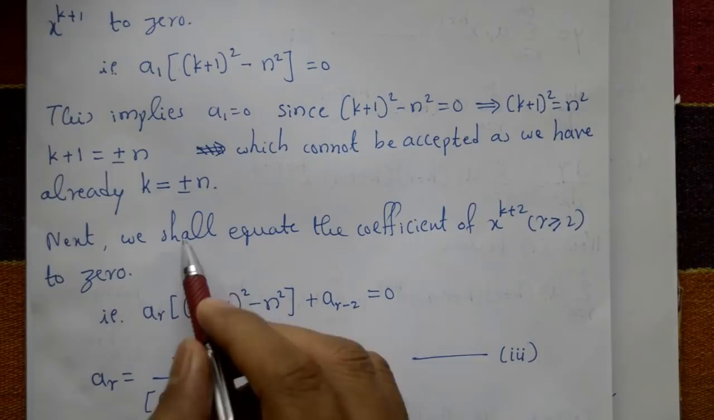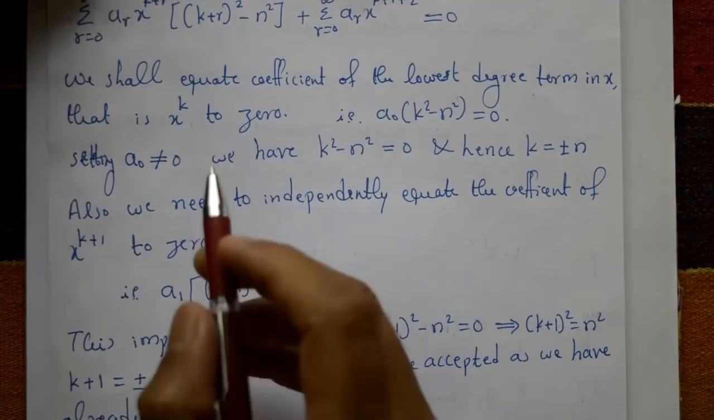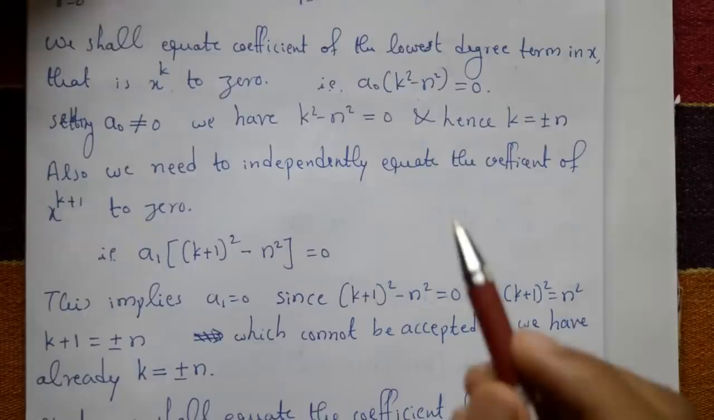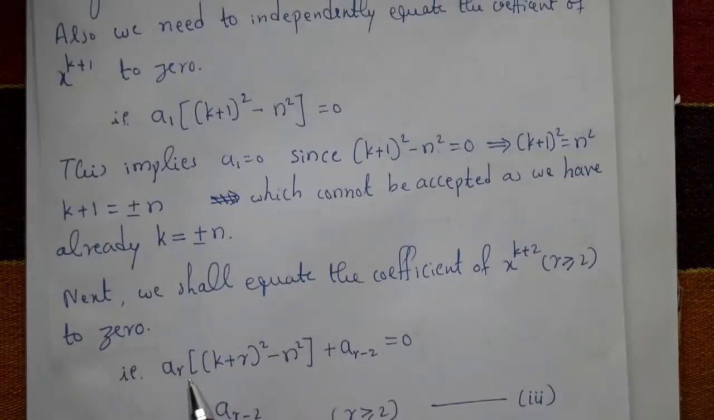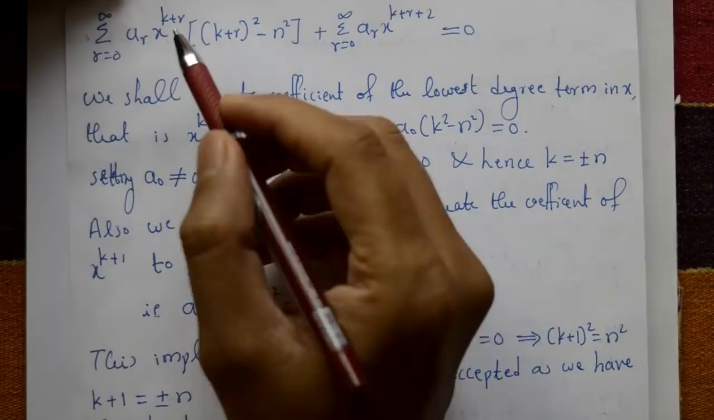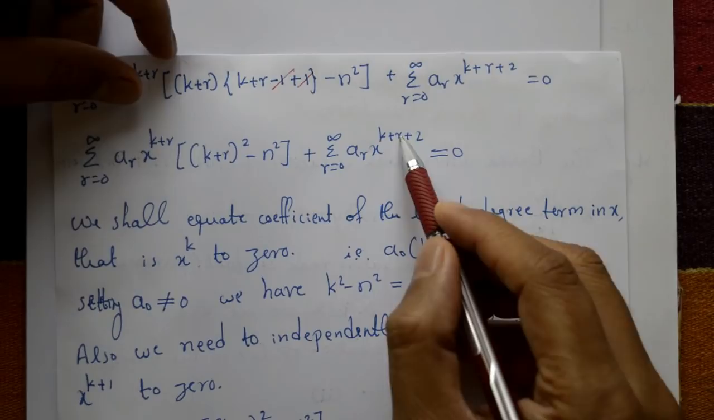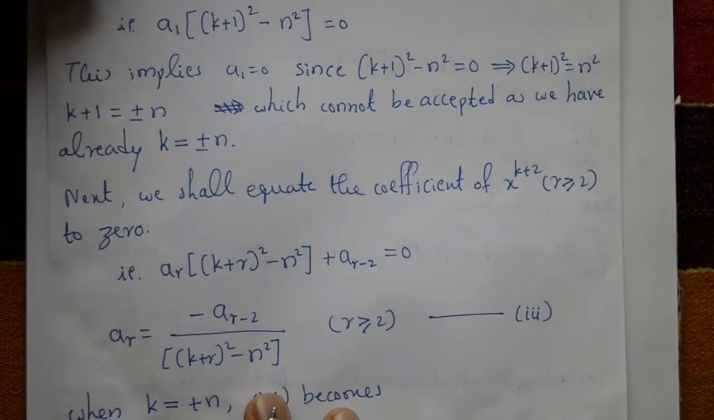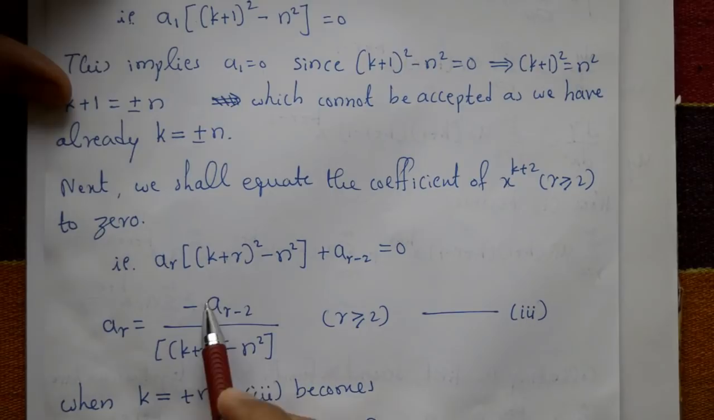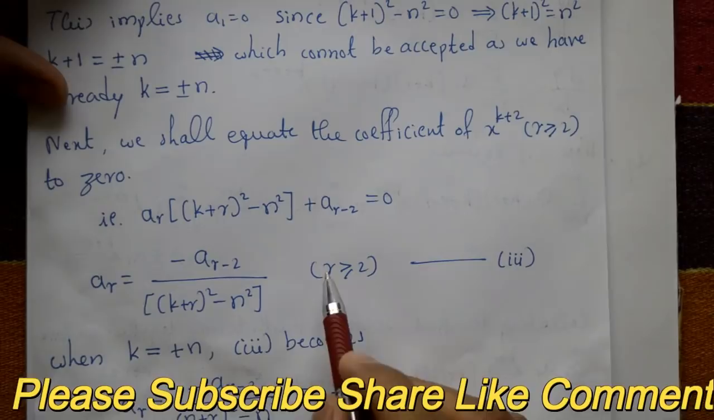Next, we shall equate the coefficient of x to k plus 2, but r is greater than or equal to 2, to 0. Now take x to k plus 2, put r is equal to 2. This term is a r times k plus r whole square minus n square. Taking x to k plus r, r becomes r minus 2, the minus 2 and plus 2 get cancelled, so a r plus a r minus 2 equal to 0. Now shifting this to the right hand side, we get a r is equal to minus a r minus 2 divided by k plus r whole square minus n square, but r is greater than or equal to 2. This is equation number 3.